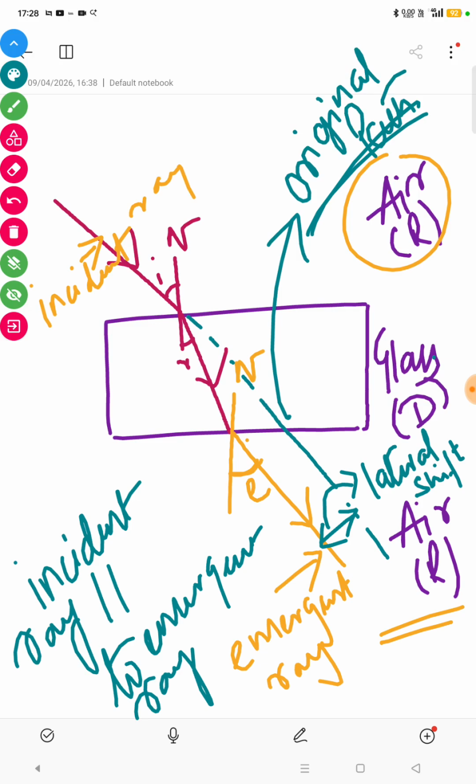So due to this refraction, the original path of the incident ray gets shifted. That is the lateral shift. This portion is the lateral shift. This one is the original path, and this yellow line is the emergent ray. The distance between the original path and the emergent ray is the lateral shift, and always the incident ray will be parallel to the emergent ray. So that ends this portion of refraction of light.